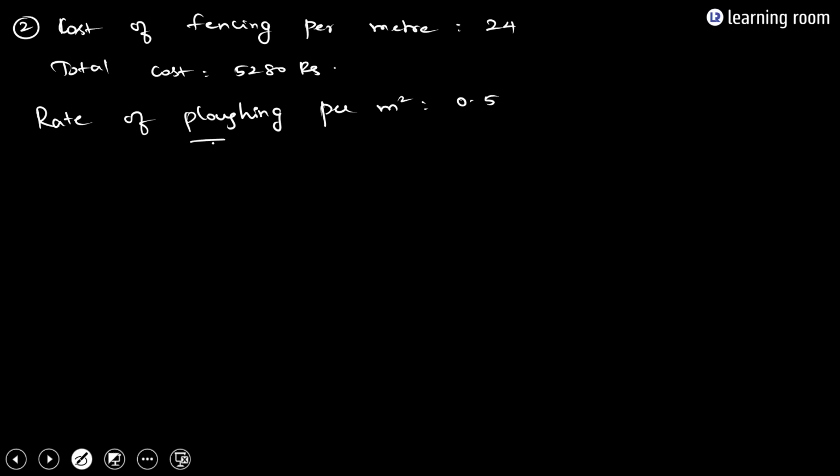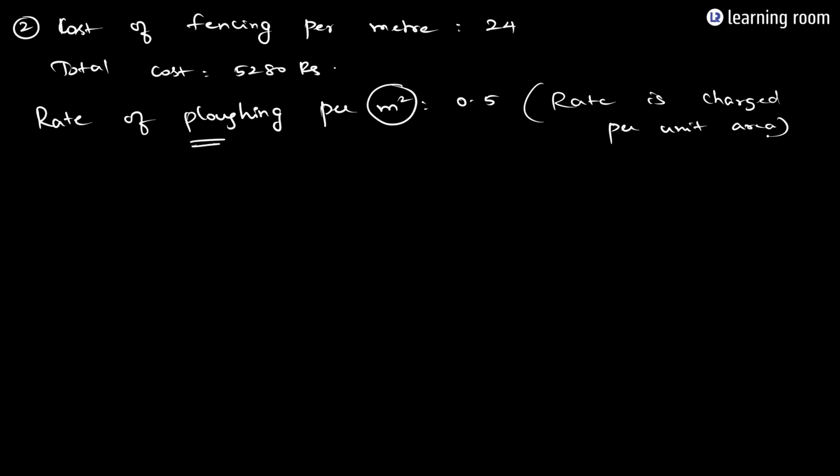So they are charging a rate per meter square, means the rate is charged per unit area. So can I say rate is charged per unit area? Is that right? Now how to proceed? So how to find? So here I need one parameter for me to calculate the total cost. What is it? I need the radius. Because radius is never given in the question.